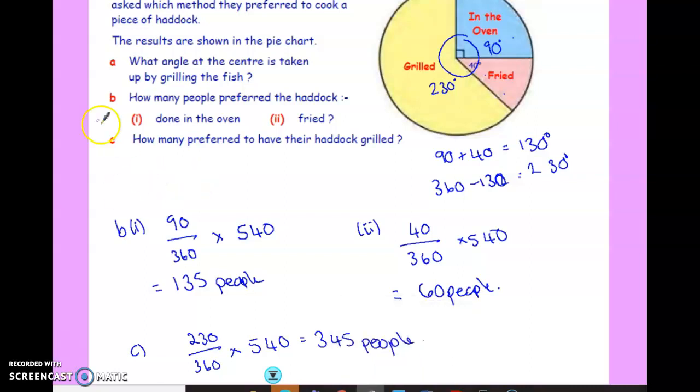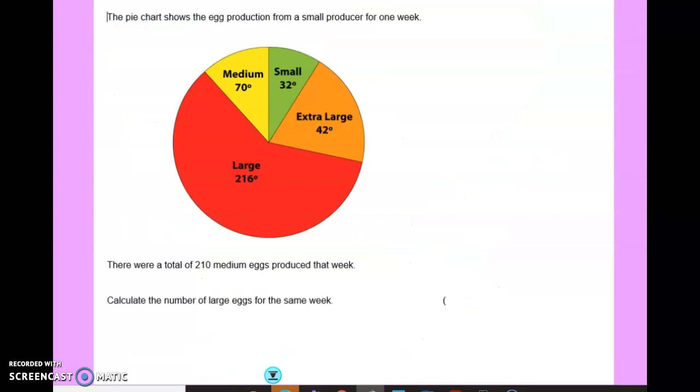Okay, one last example for you then. This pie chart shows the egg production from a small producer for 1 week. There were a total of 210 medium eggs produced that week. Calculate the number of large eggs for the same week. Okay, so this information has been given in a pie chart, but we haven't been told how many eggs there were altogether. We don't know that, so we can't really use just the angle over 360 part that we did before.